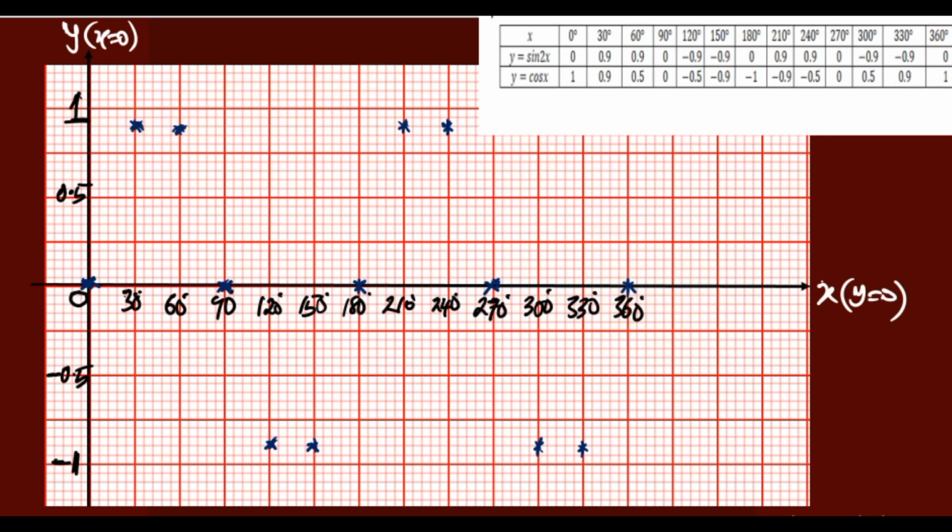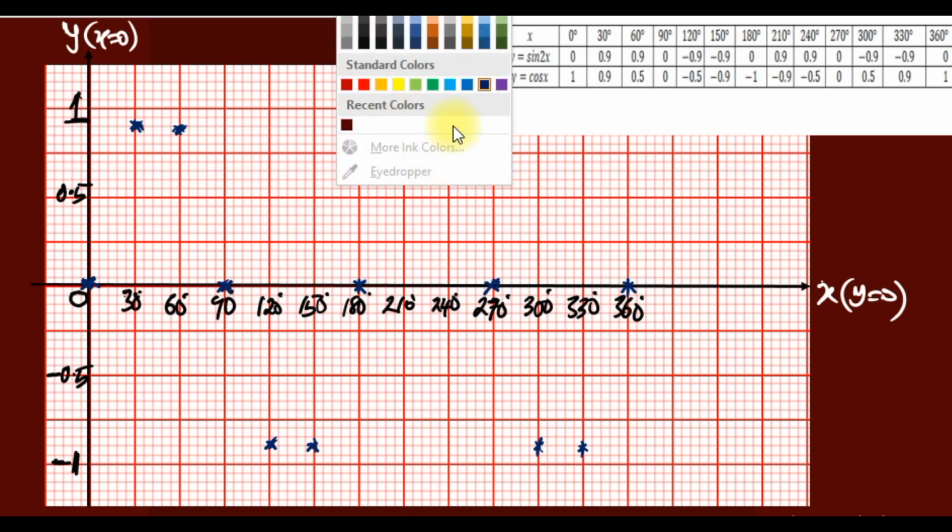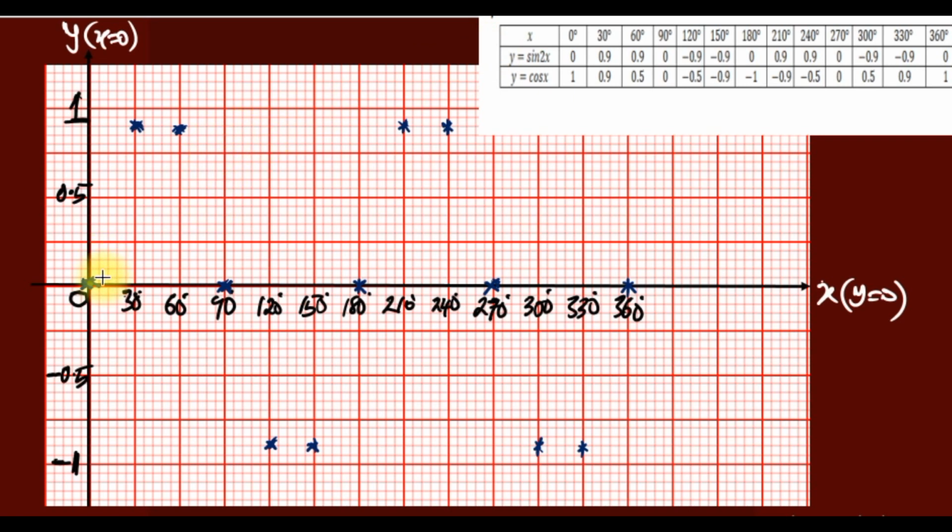So we join the points. We'll take a different ink. Okay, let's take green. So we're joining the points. We are moving.